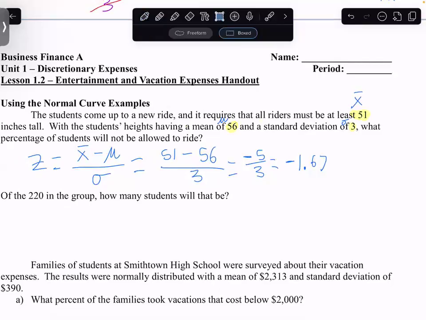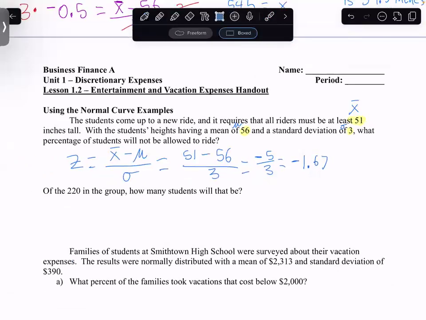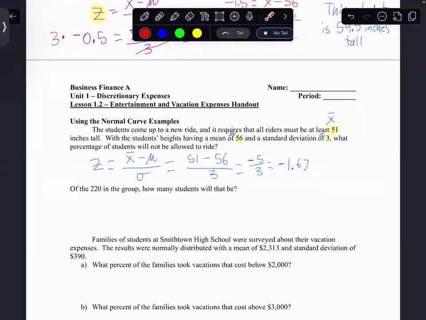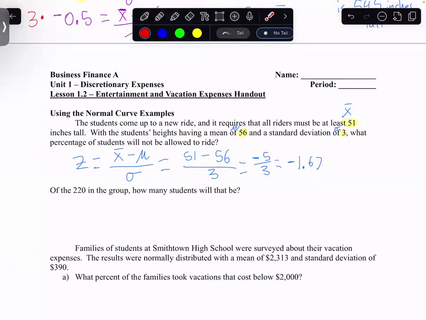All right, so now we're not done yet. The question was not what is the z-score. This time the question is, what percentage of students will not be allowed to ride due to not meeting the height requirement? Here's the really good thing about the normal distribution. Whether you're comparing heights or test scores or age or weight or anything else that's normally distributed, a z-score of 2 means the exact same thing for all those situations. Regardless of the real life context, the numbers always mean the same thing.